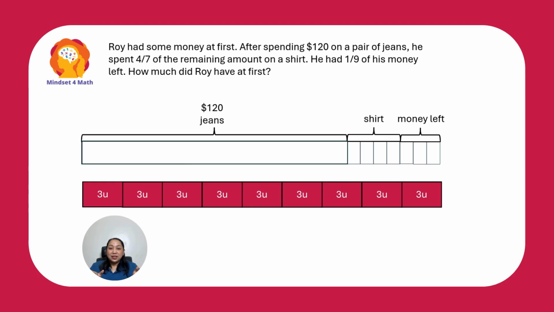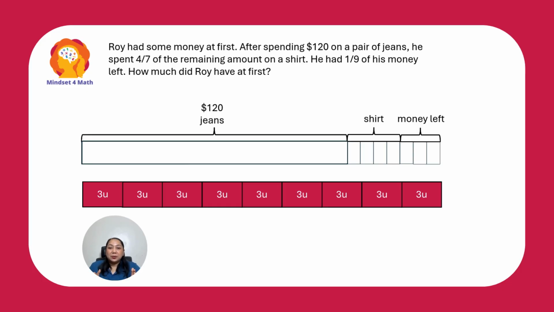To help you visualize this, I drew 9 equal boxes below the model that we drew earlier. And each of the red boxes that you can see there are marked 3 units because we saw from earlier, right? That the 3 units marked money left in the model is actually 1/9 of the money Roy had at first.